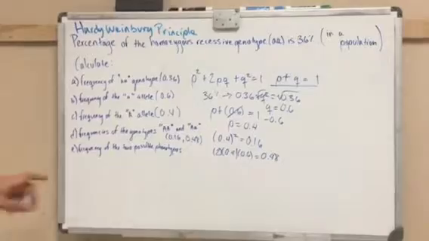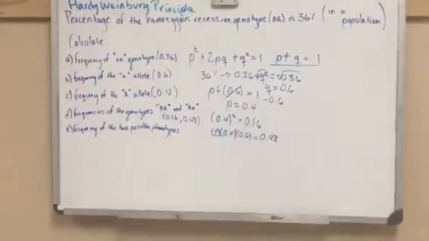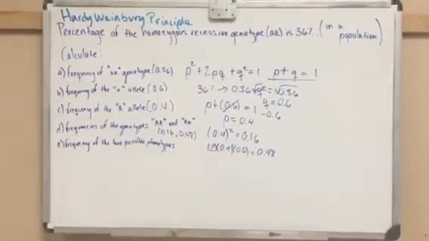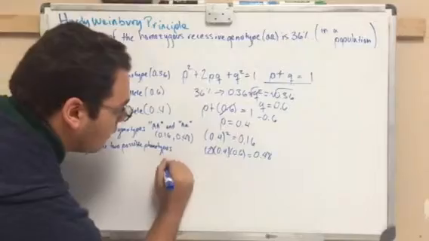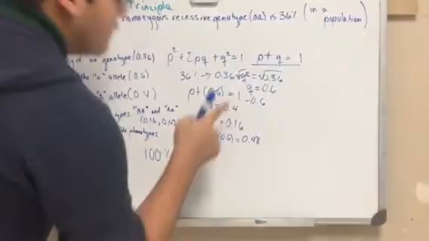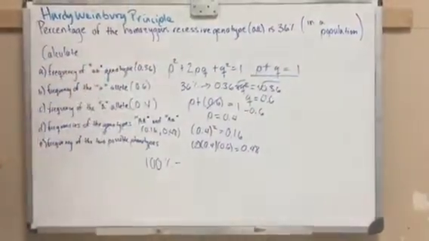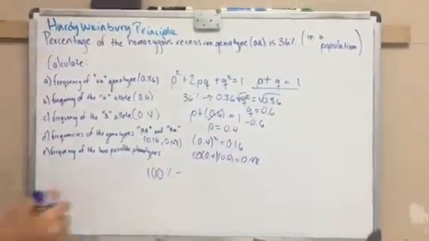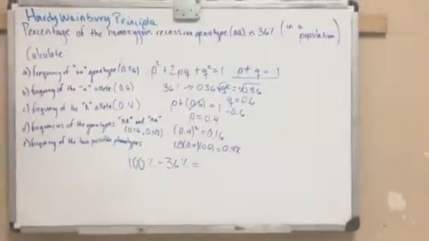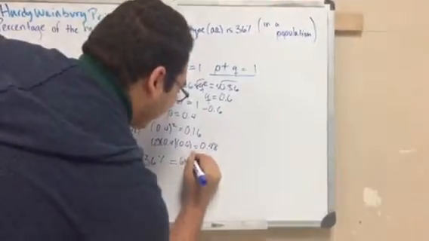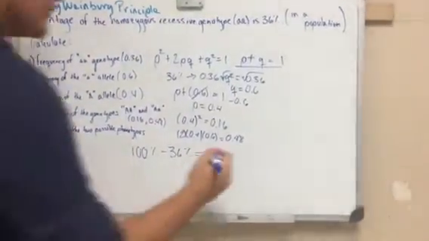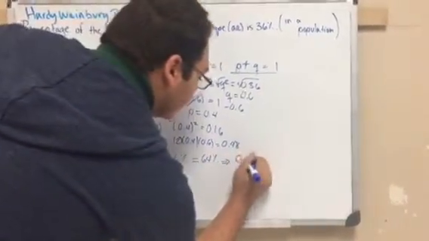Finally, they ask us the frequency of the two possible phenotypes if the dominant allele is completely dominant over the recessive allele. So what we're going to do is take 100% of the population and subtract from it the original 36% that is homozygous recessive, which does not have the dominant allele at all. So 100% minus 36%, and then we're going to get 64%. And then after we get 64%, we're going to convert that into decimal form. So this yields 0.64.